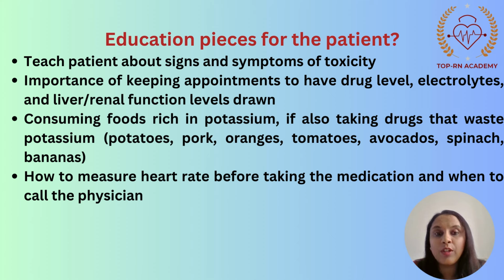Also, it's very important to educate the patient regarding the signs and symptoms of toxicity, the importance of checking the blood level of the drug, the electrolytes, and checking whether the liver and renal functions are okay or not, and to advise them to consume foods rich in potassium like potatoes, pork, oranges, tomatoes, avocados, spinach, bananas, etc. And also teach them how to check the heart rate before taking the medication every day, and to report if there is any low heart rate, what they should do.